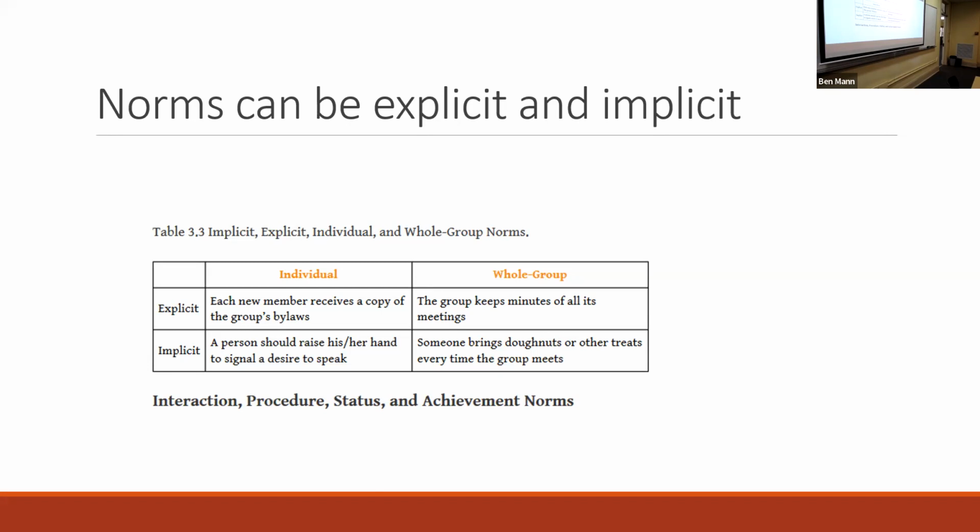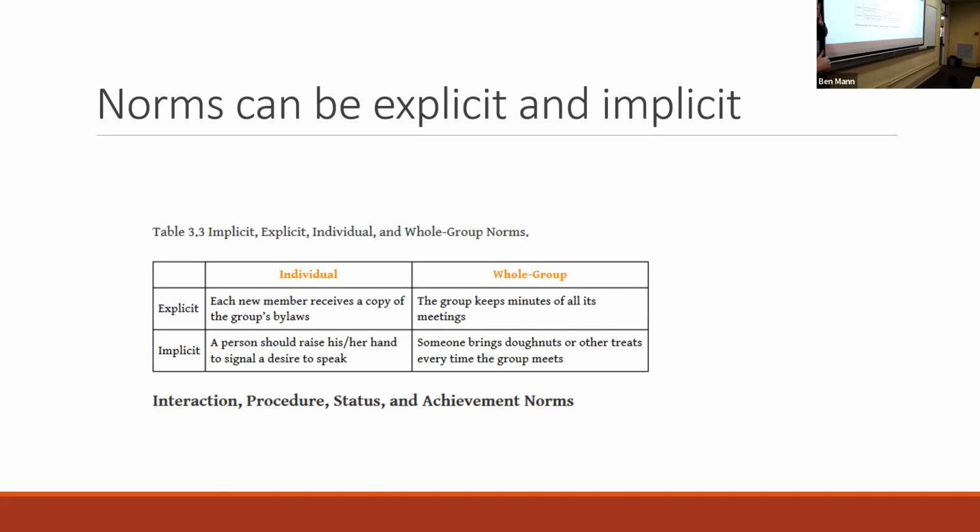An explicit whole group norm would be something like a group being asked to have minutes, right? And keep track of minutes and write minutes down for each of their meetings. Or members of the group not being permitted to use the EOU logo in a way outside of professional competition.